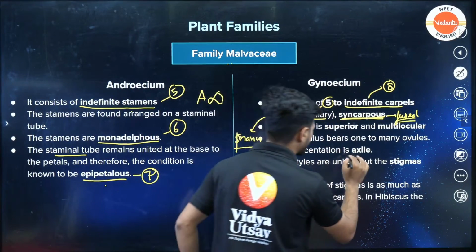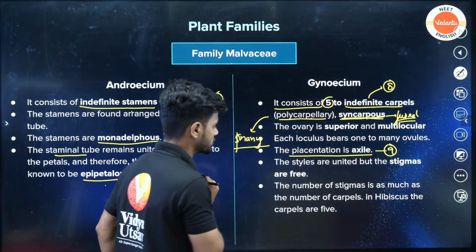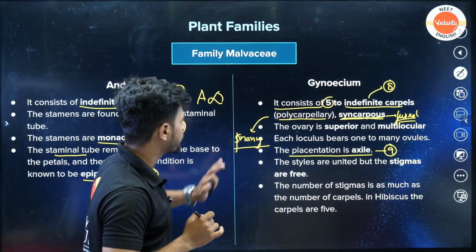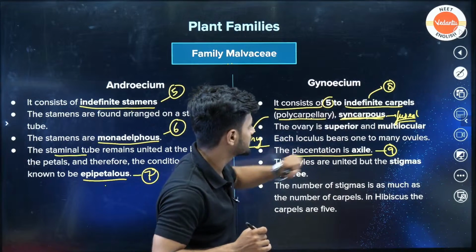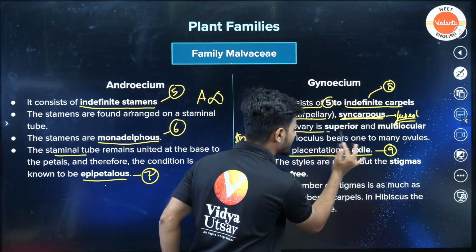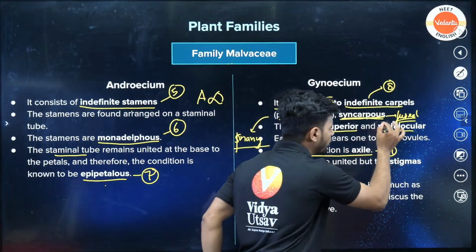Next going to be the 9th point, that is your placentation is axial placentation here. Axial placentation. Done. The main point you need to remember here is syncarpous, indefinite carpels, that is syncarpous condition. Ovary is again superior like everywhere else, it's superior ovary, and it is multilocular. Now students, how will you remember this, sir?